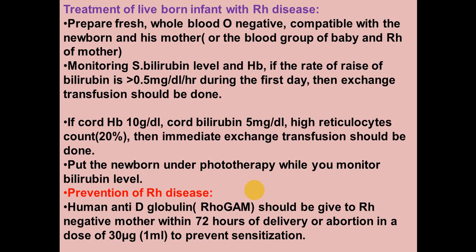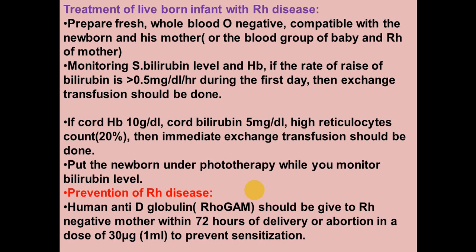Here, for the type of blood to be exchanged, we can choose the blood group of the baby and the RH of the mother. So, if the baby's blood group is B positive and the mother is B negative, for example, or A negative, we use B negative blood group. We are using the blood group of the baby and the RH of the mother to avoid further hemolysis. And with monitoring of the serum bilirubin, we put the neonate under extensive phototherapy until the blood is prepared and cross-matched.